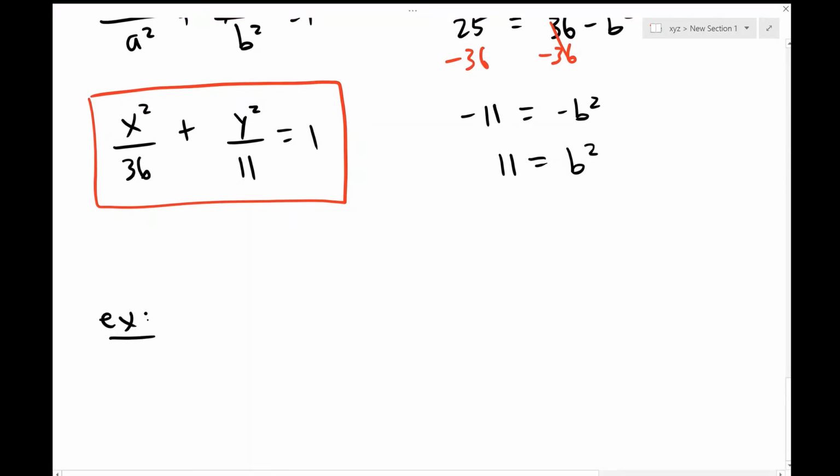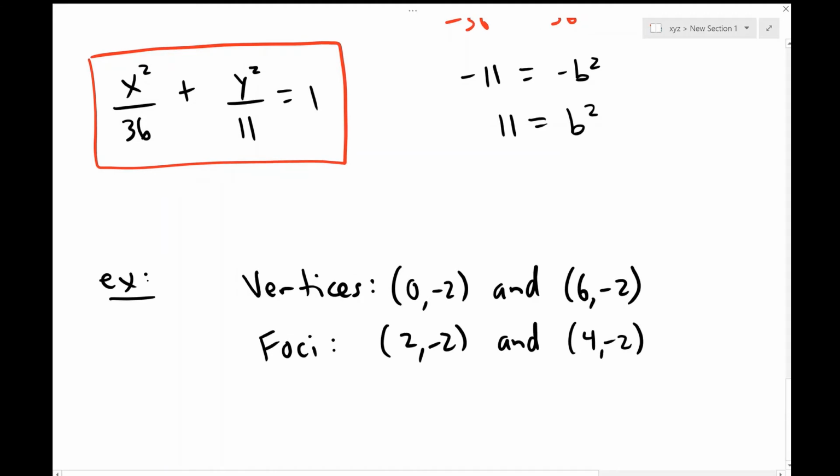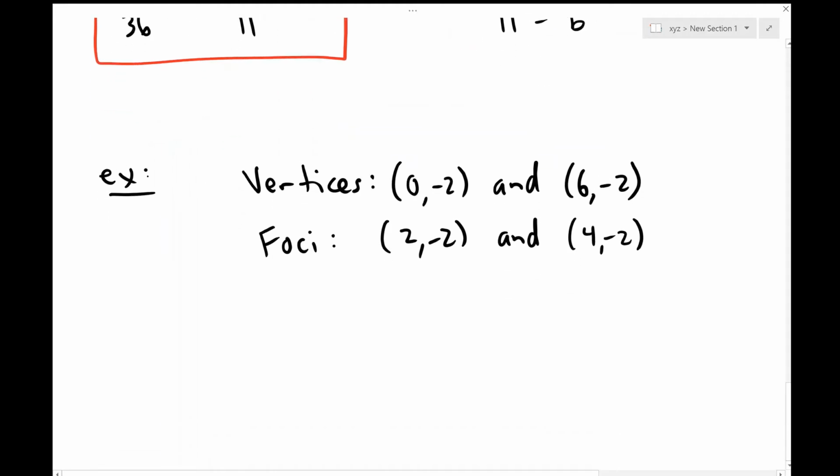Suppose this time we're told that the vertices of our ellipse are the points (0, negative 2) and (6, negative 2). And suppose we know that the foci are at (2, negative 2) and (4, negative 2). So again, let's find the equation of this ellipse, just like we had done with the last example.